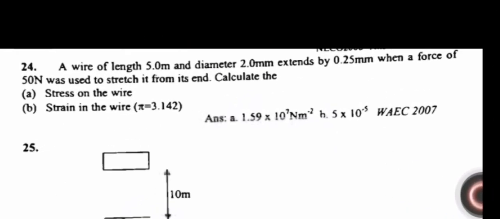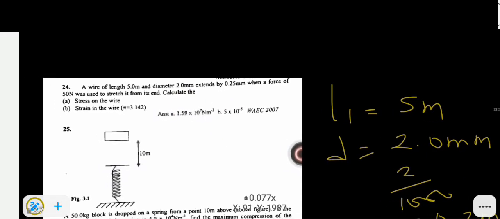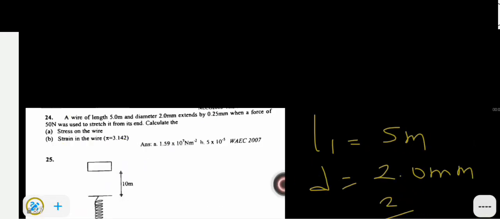So you can see that there, that's the stress, which is the correct answer. Then for the second part, you have to find the strain. You already know what strain is, right? Strain is the extension divided by the original length. So look for the extension divided by the original length.